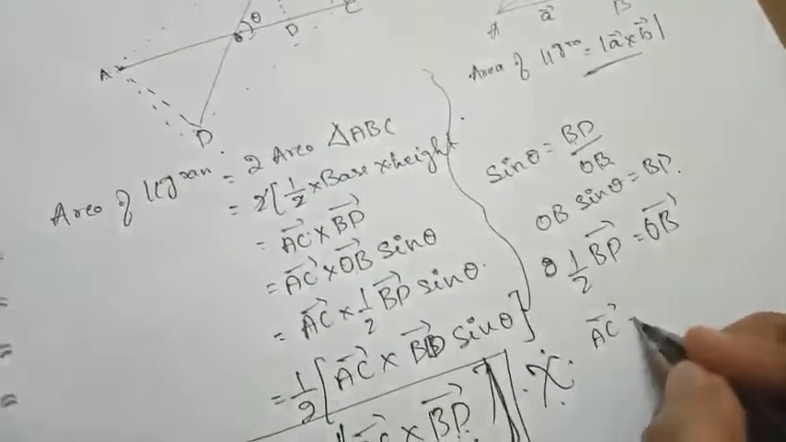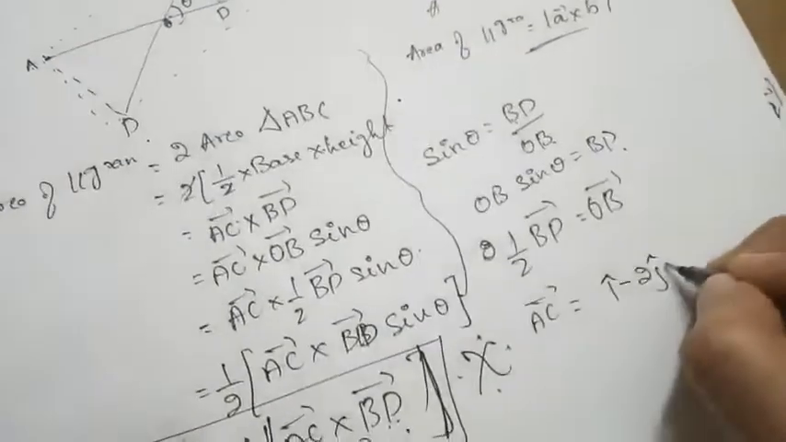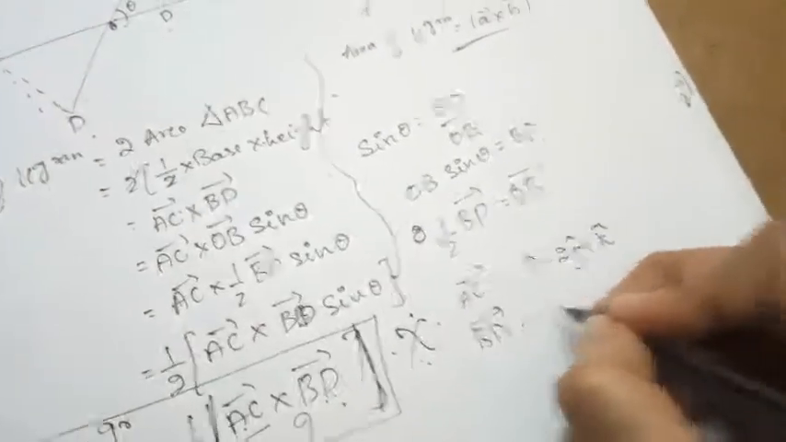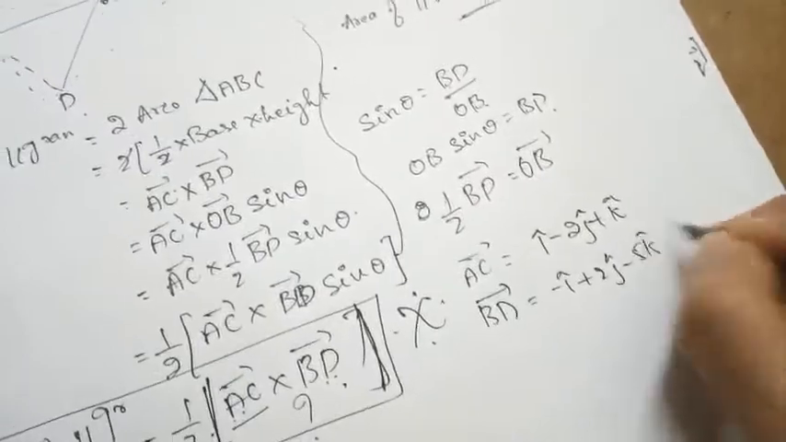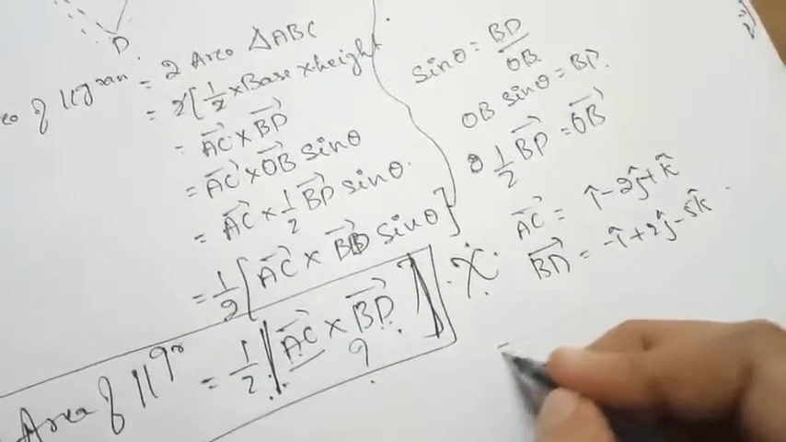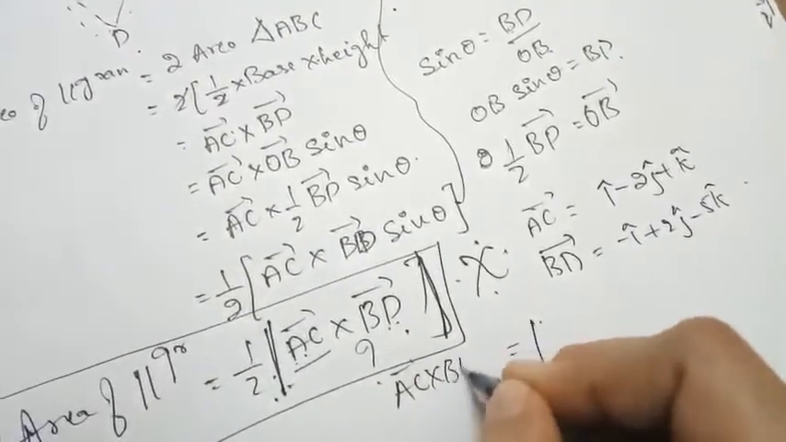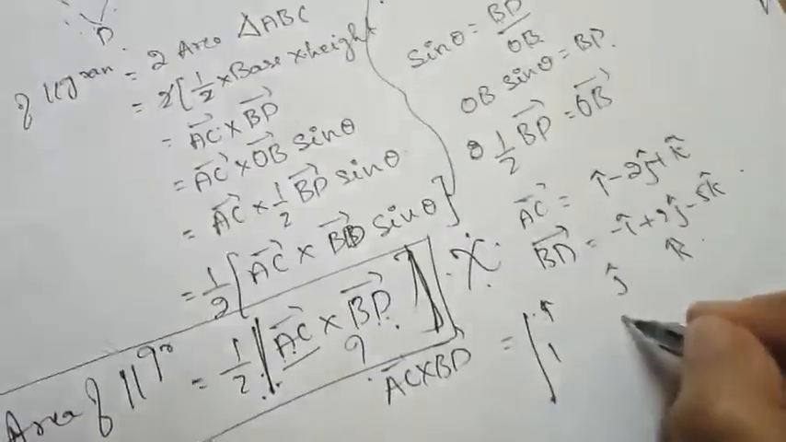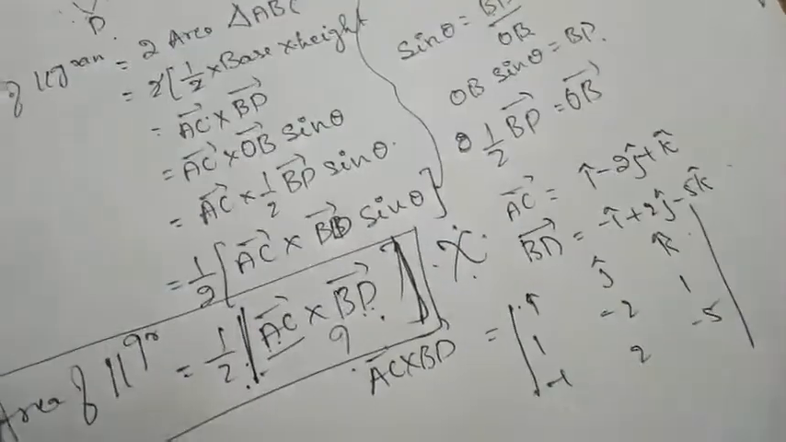That is vector AC, here it is i cap minus 2j cap plus k cap. And what is our vector BD here? Vector BD here is nothing but minus i cap plus 2j cap minus 5k cap. Now taking the cross product of these two vectors, you are going to get the value. So that is vector AC cross vector BD, that is i cap, j cap, k cap; 1, minus 2, 1; minus 1, 2, minus 5.